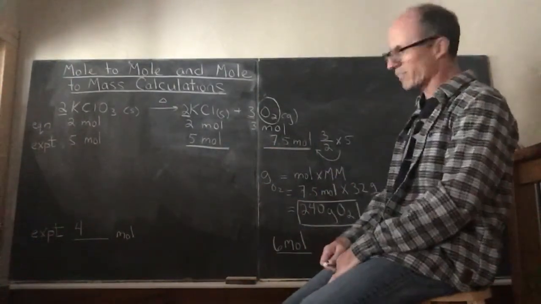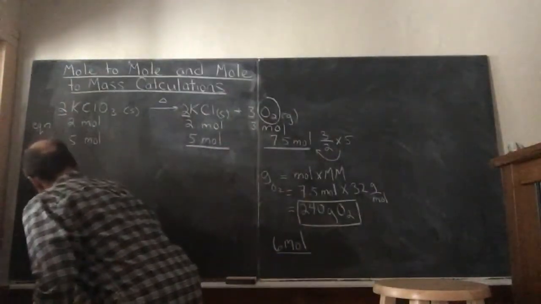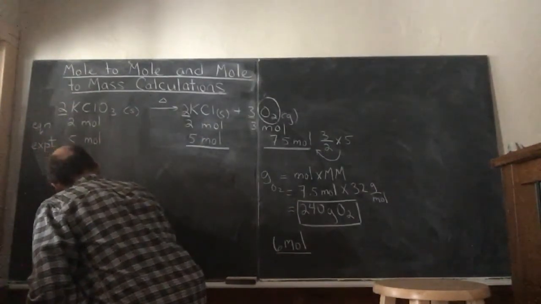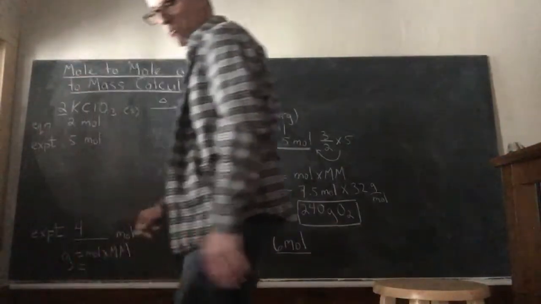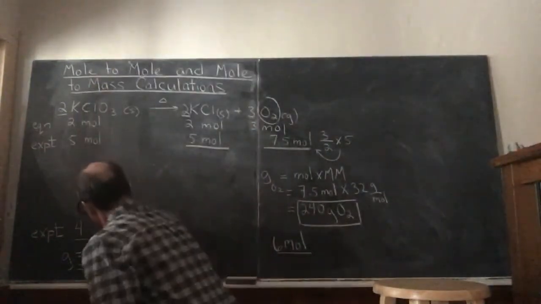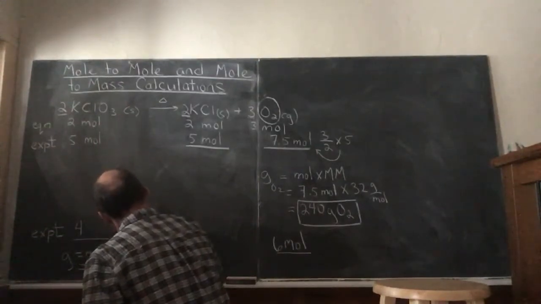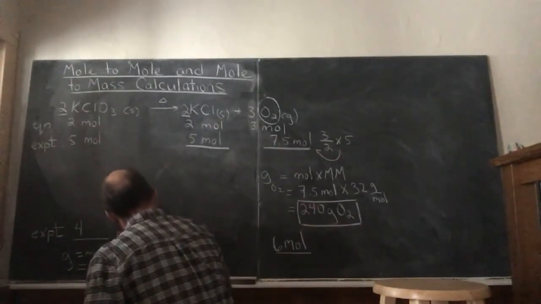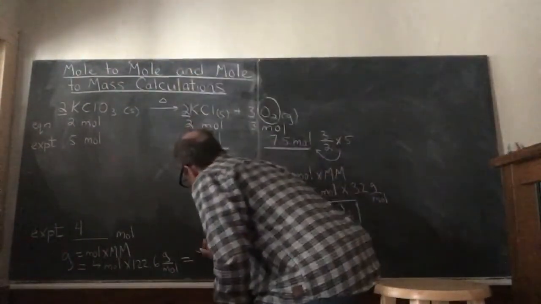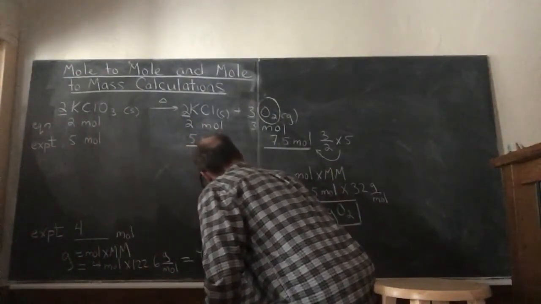We can also go back to grams here, just like we did here. Why is that? Because we know that grams is equal to moles times molar mass, once again. And the molar mass of KClO3 is 122.6. So we have 4 moles times 122.6 grams per mole. And you can check that on your own, but it's right. And that ends up being about 490.4 grams of KClO3.